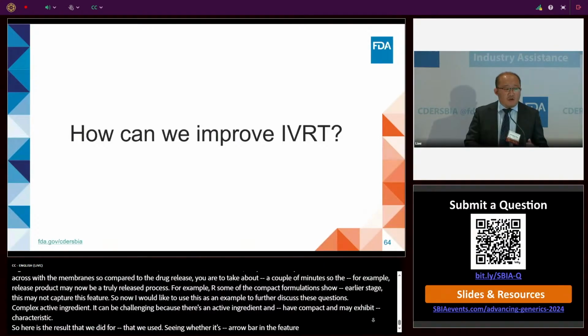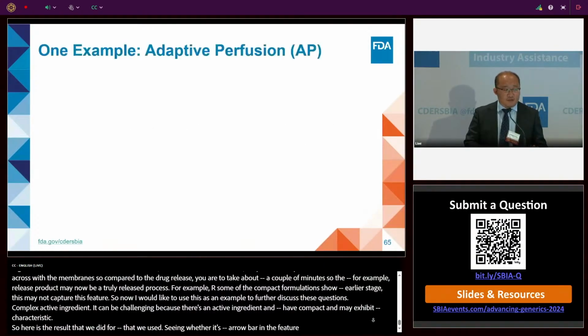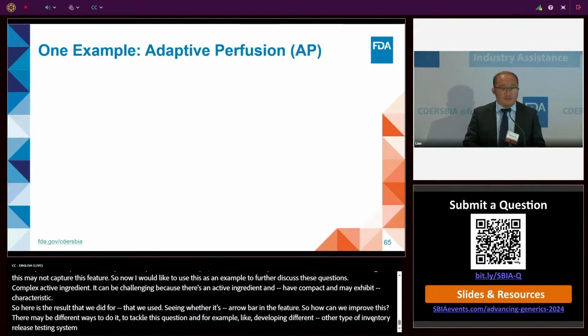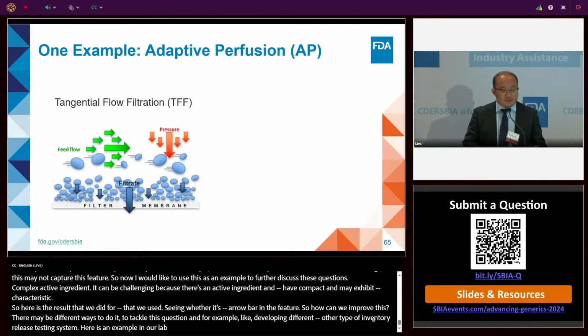So how can we improve these IVRTs? There might be different ways to tackle this question, for example, by developing another type of in vitro release testing system. Here is an example that I'm going to talk about, which is what we did in our lab. This IVRT method is named the adapter perfusion system, which utilizes the tangential flow filtration principle to study the drug release.